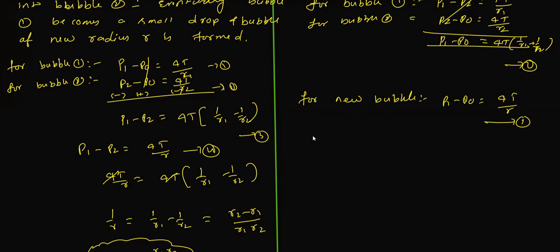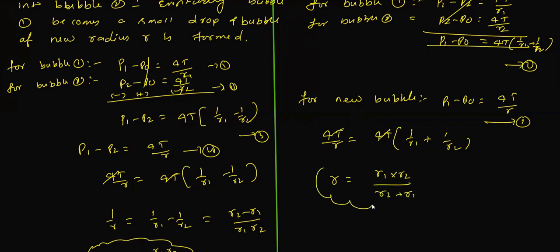Compare 1 and 2. P1 minus P0 on both sides, so if the LHS is equal, the RHS should be equal. So 4T by R equals 4T times (1 by R1 plus 1 by R2). The 4T gets cancelled. 1 by R equals 1 by R1 plus 1 by R2. So R equivalent is R1 into R2 divided by R2 plus R1. If two bubbles are combining, it is R1 R2 divided by R1 minus R2. If it is a bubble inside a bubble, R1 into R2 divided by R2 plus R1. The formula changes there.